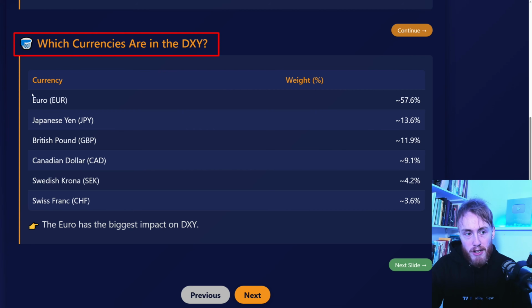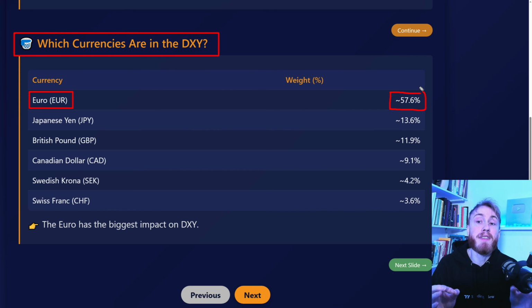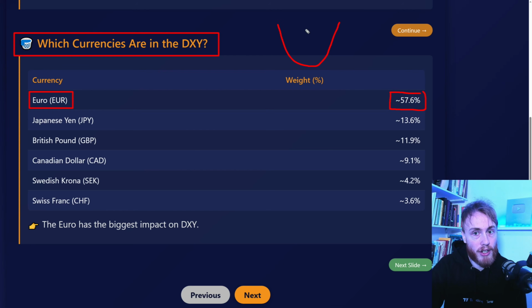But alright, so now, which currencies are in the DXY index? Well, the first and by far the biggest currency is the euro. And the euro actually consists of around 57% of the whole basket. So if this right here is the basket of currencies, the euro takes up more than half of the whole basket. The next largest currency is the Japanese yen, or JPY, coming in at around 13.6%.